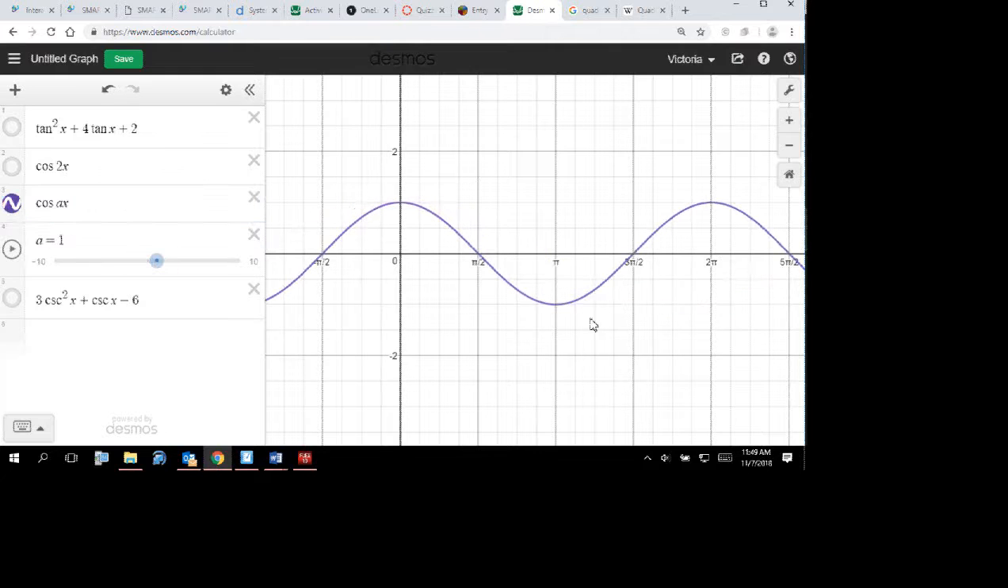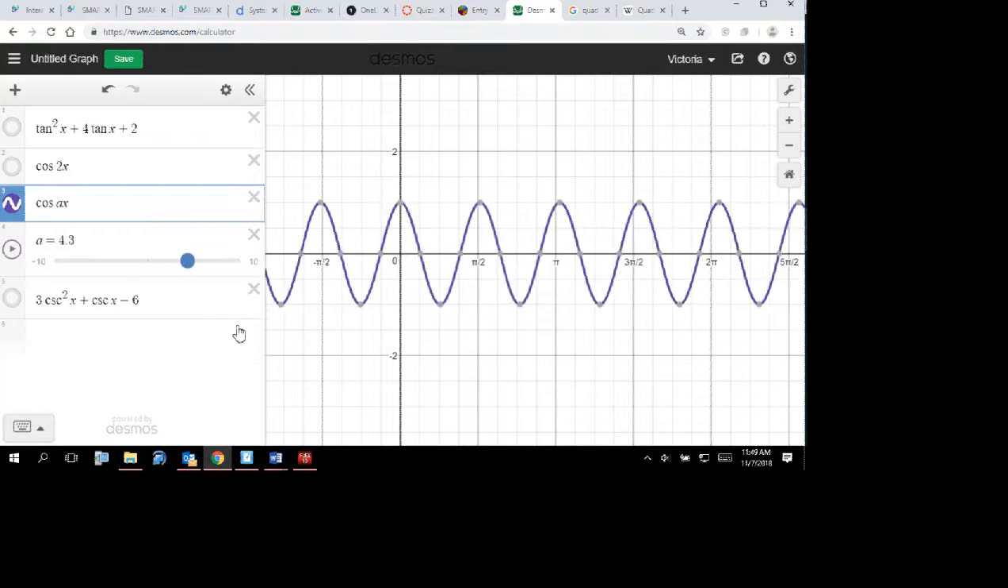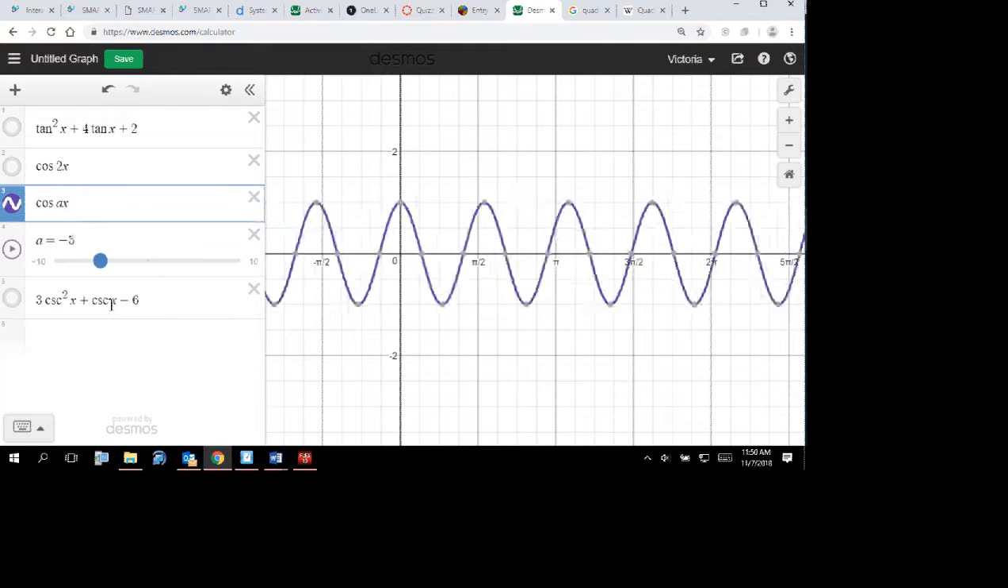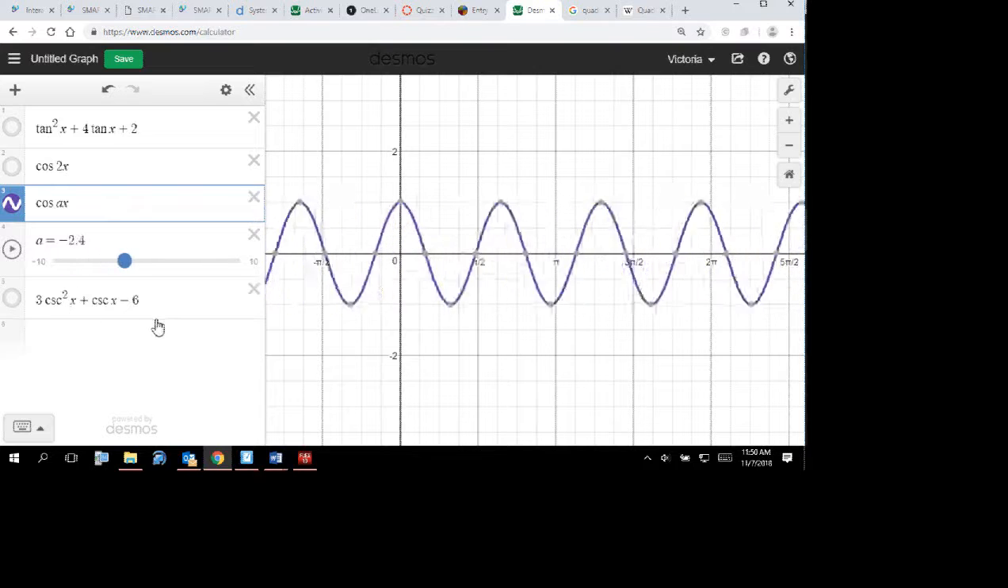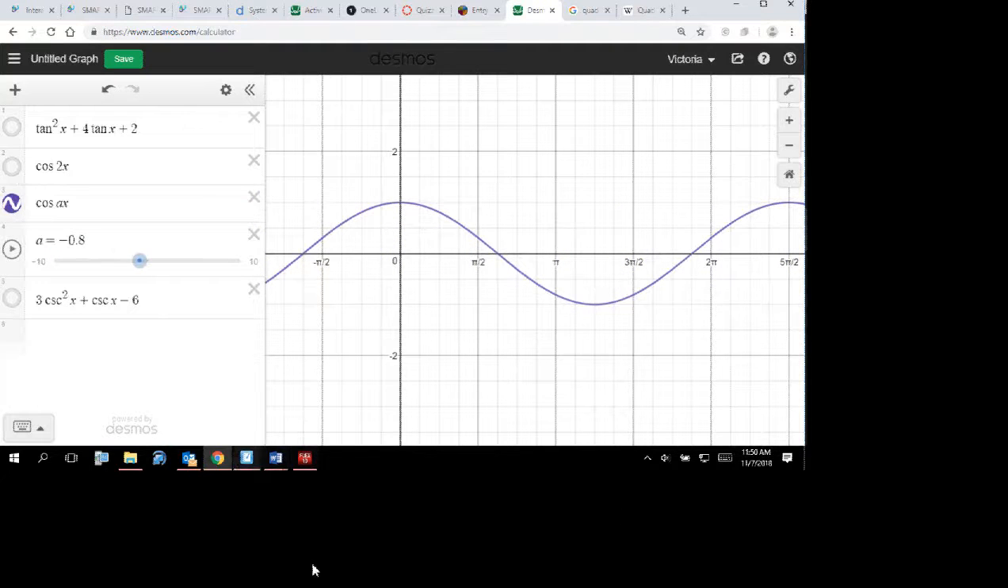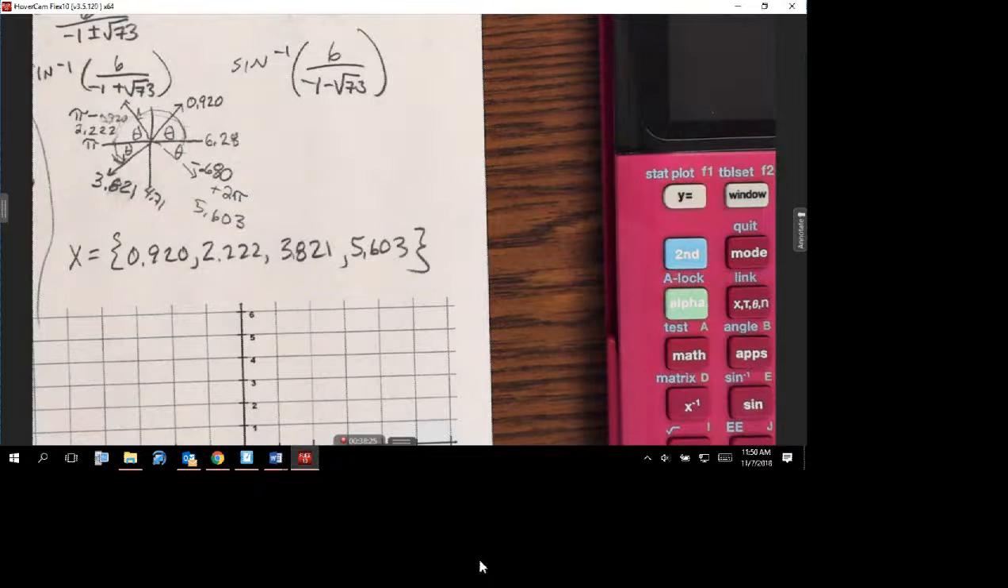So after lunch, we'll go over how to actually solve these algebraically. But I wanted you to see why there's more. So I'll pause this till lunch.